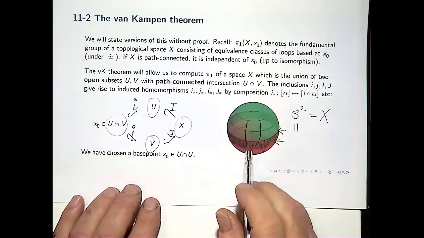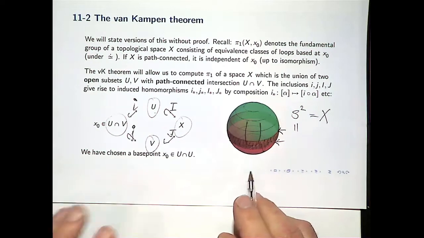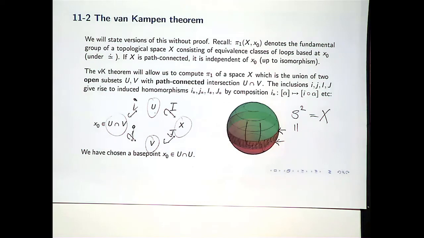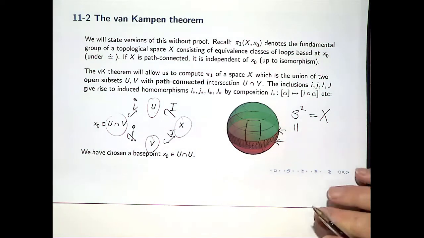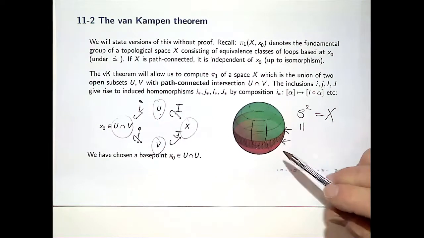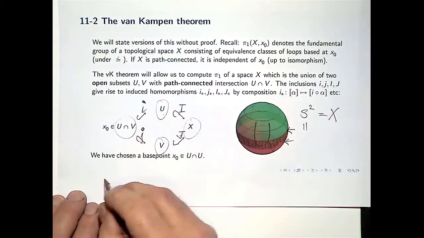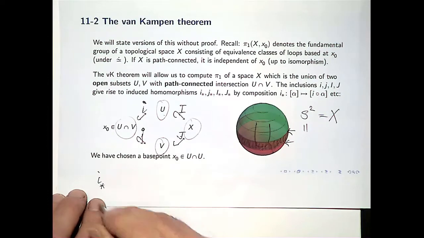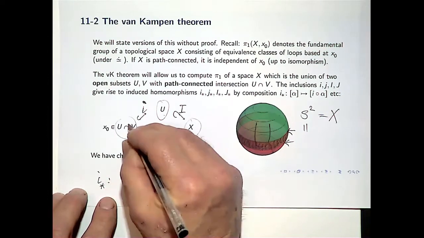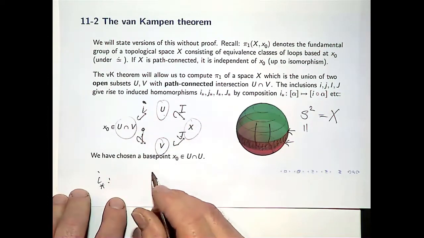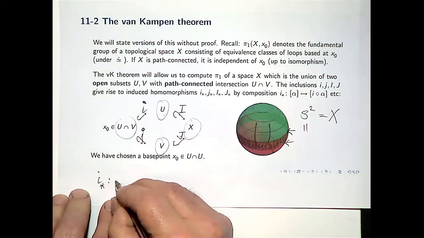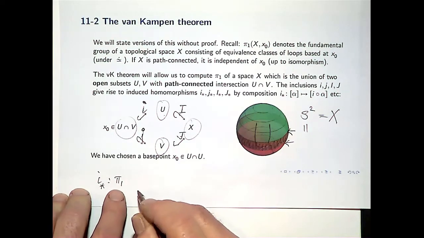The problem with that is that U intersection V in this case would not be simply connected. But anyway, I'll explain how nonetheless you can use this picture. Let me just say that with this inclusion map, how does that work at the level of fundamental groups? So remember, whenever you have a map between spaces, you get an induced homomorphism between the fundamental groups.